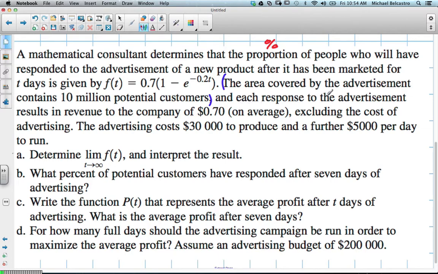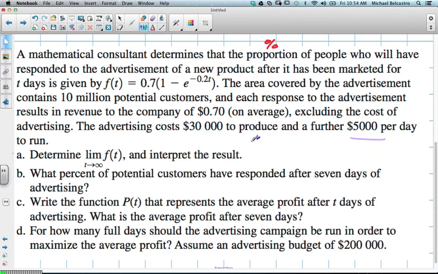And each response to the advertisement results in a revenue to the company of 70 cents on average. Thank you for that. That's going to come into play on this question here. Excluding the cost of advertising, the advertising cost is $30,000 to produce and then $5,000 per day to run. That is a lot of information.